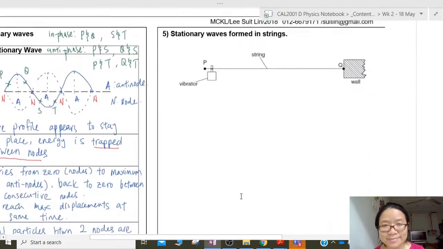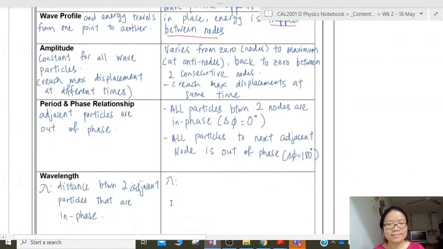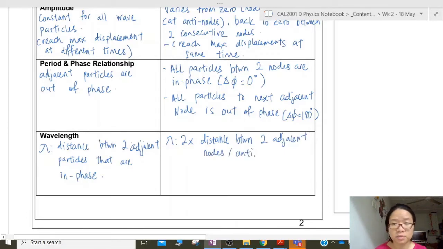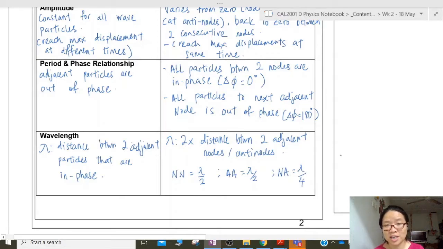I'm just going to write that down. In fact, this one is very useful. That's why stationary waves are pretty easy to do, because there's no equation to memorize. If you get how the wave is shaped, you can deduce whatever information you want from the shape that is drawn for you, or you can draw the shape that is required from the information that is given. So 2 times adjacent nodes or antinodes, because N to N is lambda over 2, or A to A is lambda over 2, and because of this, N to A is lambda over 4.